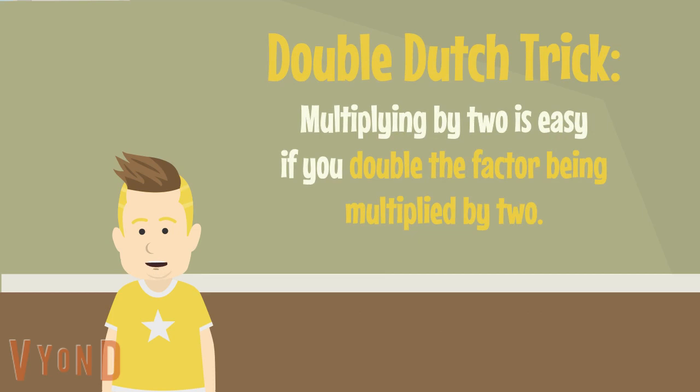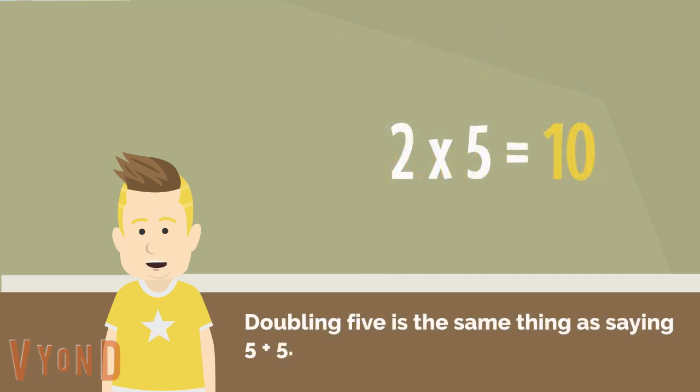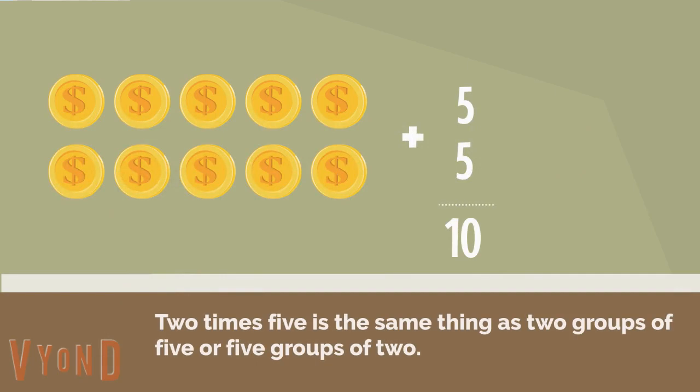Also, when multiplying by 2, I can use my double Dutch trick. To double something, just add a number to itself. Here, you can double 5 to get 10. You can see that 2 times 5 is the same thing as saying 5 plus 5. Any way you look at it, you still get 10.